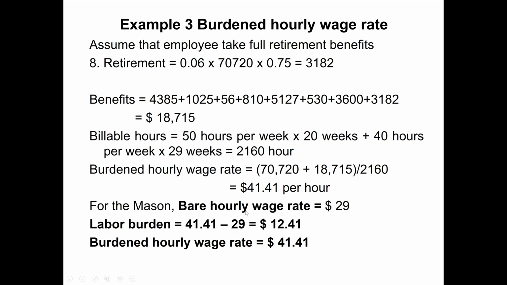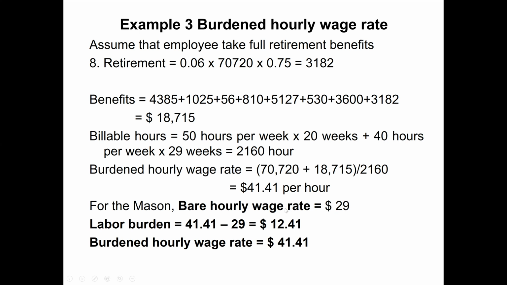The bare hourly wage rate was given to us in the beginning: the wage rate was $29 per hour. So the labor burden was 41.41 minus 29, which means the company was paying an extra $12.41 per hour for this person as a labor burden. So the burden hourly wage rate becomes $41.41 per hour. This person is going to cost the company $41.41 per hour.